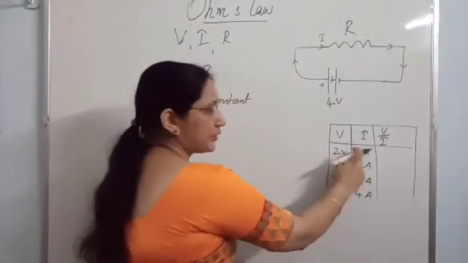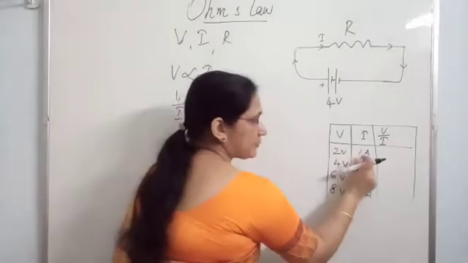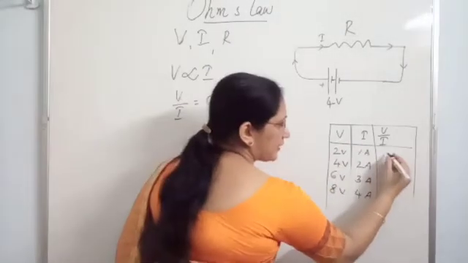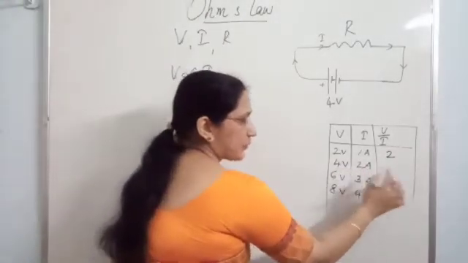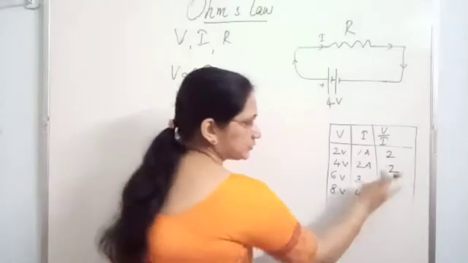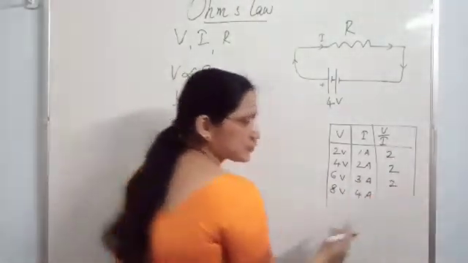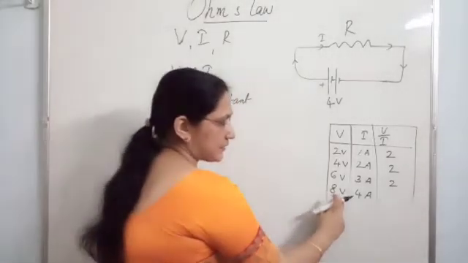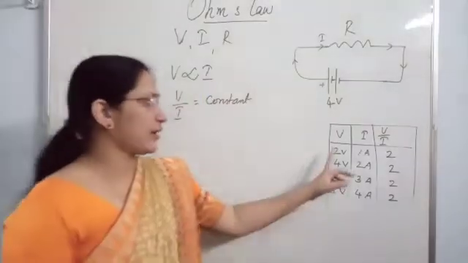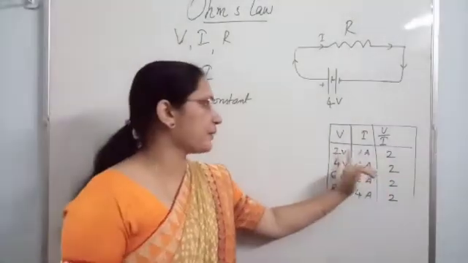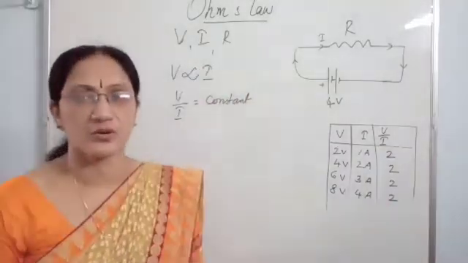Each V value you divide with the corresponding I value. For example, first reading V by I is 2 by 1. The answer will come 2. Second case, V by I, that is 4 by 2. Again you will get 2. Third case, V by I is 6 by 3, that is 2. Fourth case, V by I, that is 8 by 4, that is 2. So for each reading, V by I remains constant. That is the meaning of proportionality constant.